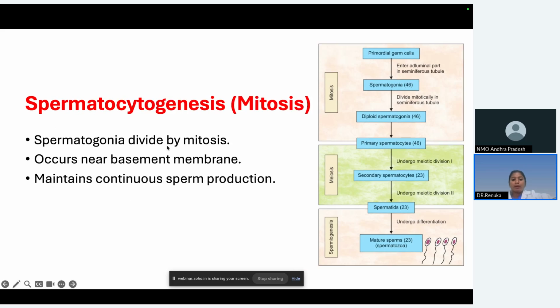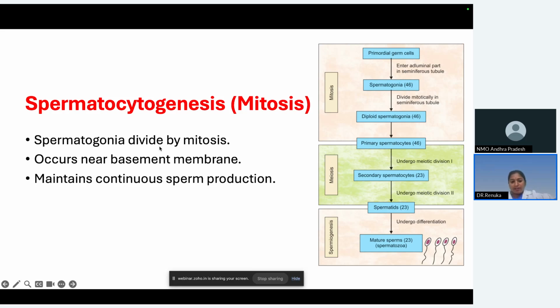First, coming to spermatocytogenesis, which is nothing but mitosis. What happens? You all know that we have the primordial germ cells. The primordial germ cells enter into the seminiferous tubules. There we call them spermatogonia. They are diploid, 2N, diploid cells, spermatogonia.